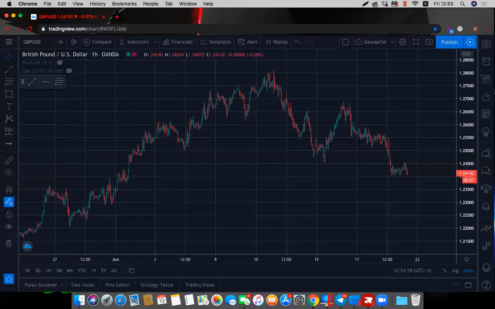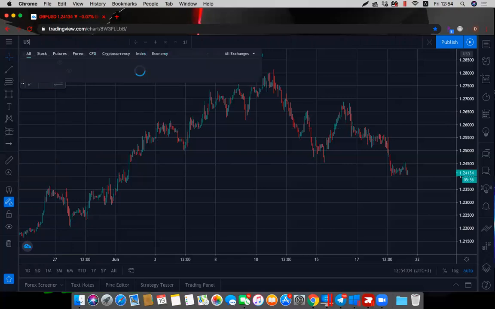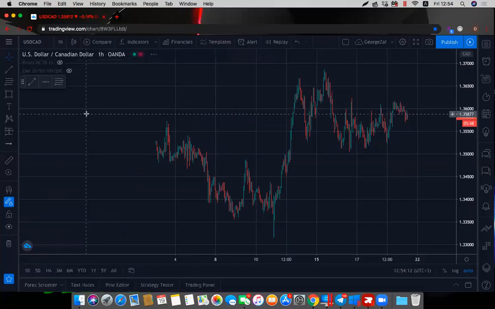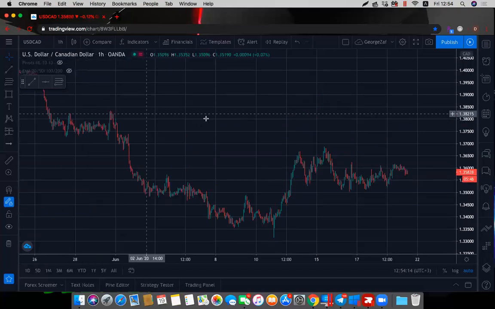So this is actually how TradingView works. Here, you can just start typing USD, and you will see all the pairs. USD CAD, boom, changed. Okay, that's it, that's easy.